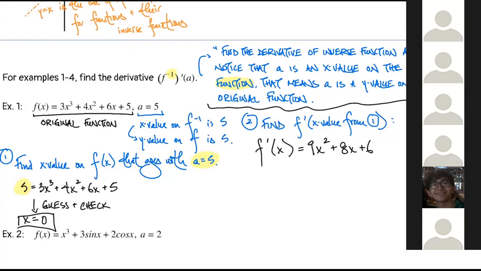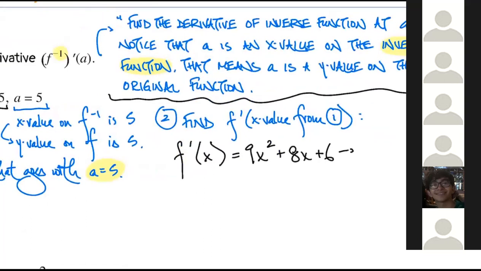Now the questions that I will ask you will be nice ones where you can guess and check, and they will be nice numbers. I won't ask you for ones where you guess and check and the numbers are like pi or something, or like 2.79154. Okay, they'll be nice numbers. What do we get for f prime of 0 then? All right, we plug in 0, we get 6.